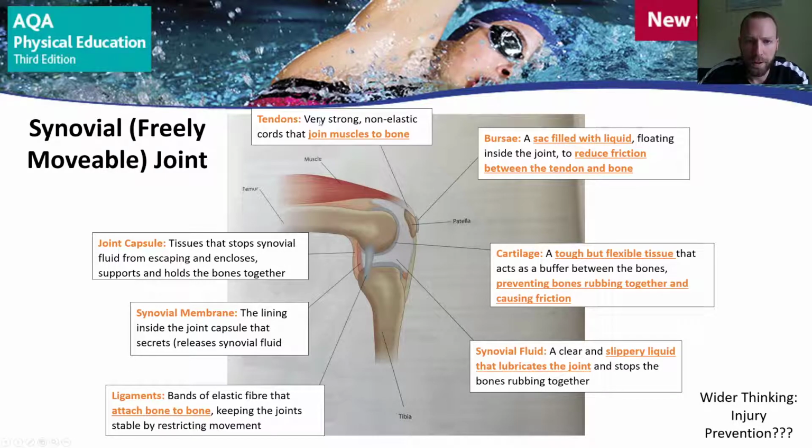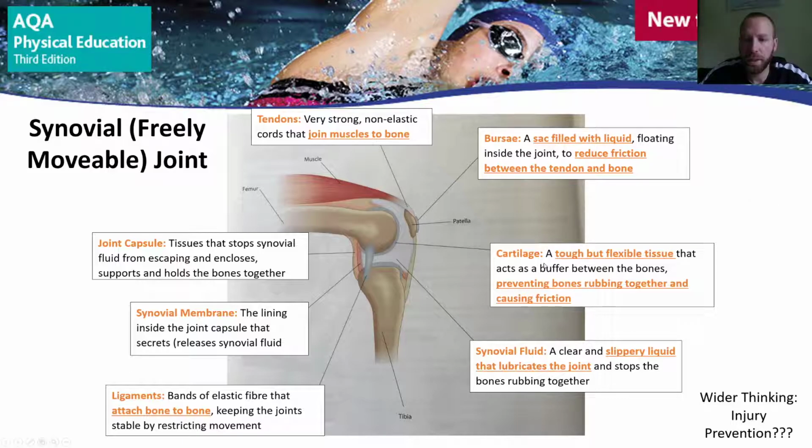So tendons, they're very strong, they're non-elastic. And they join the muscle to bone. You can see here, it's joining the muscle here, the quadricep, to the patella. You also see it joining at the bottom here. The bursae are a sac filled with liquid that floats inside the joint, and this is to reduce friction between the tendon and the bone. So they're just little sacs filled with fluid, so it acts a bit like a lubricant.